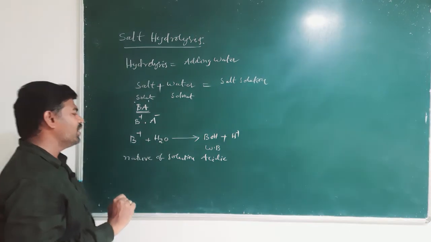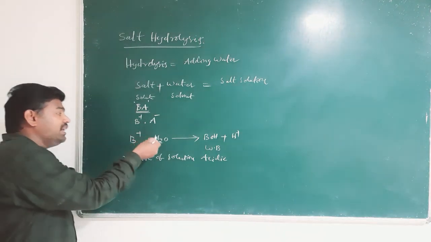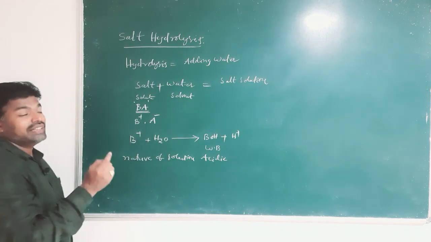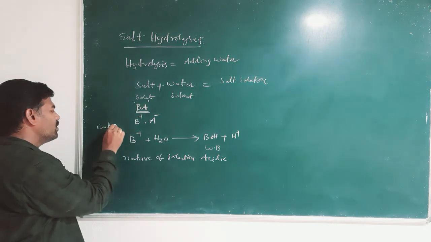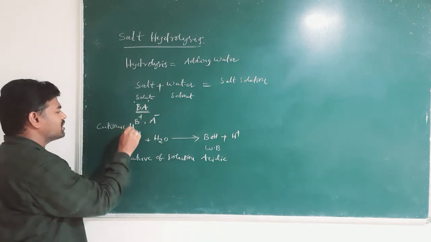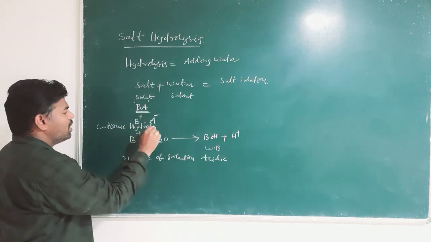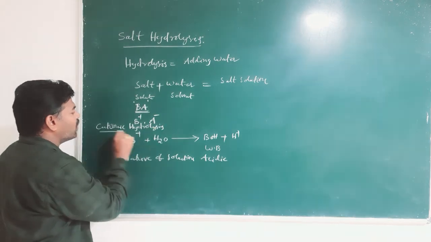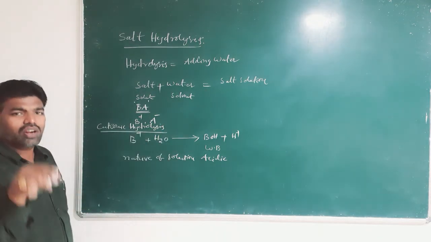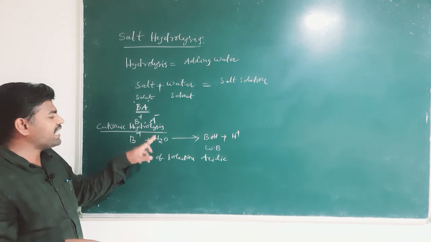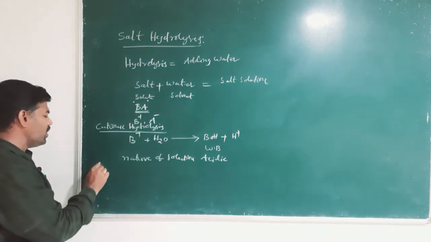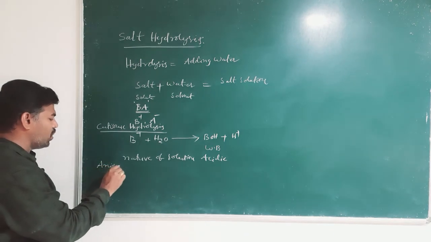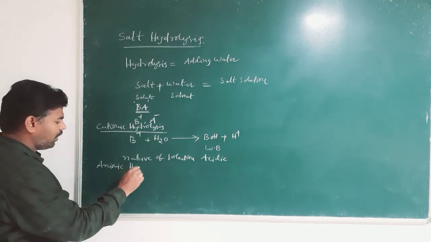When water interacts with the cation, it is called cationic hydrolysis. Cationic hydrolysis is nothing but water interacting with the cation. And besides this, there is anionic hydrolysis.